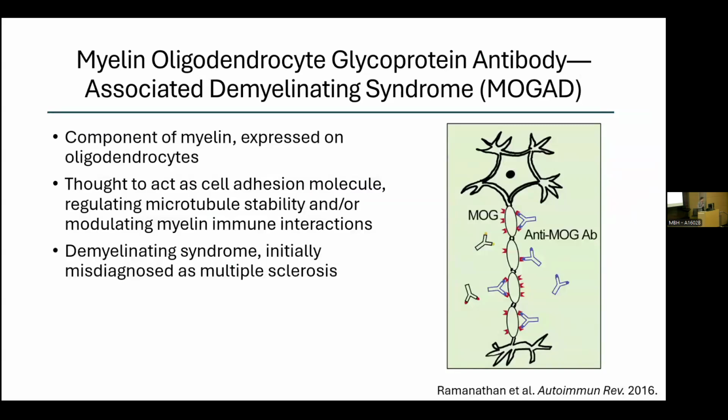We know that it's a component of myelin and it's expressed on oligodendrocytes. It's thought to act as a cell adhesion molecule, maybe regulating microtubule stability, maybe modulating myelin immune interactions. Lots of hand waving here because I don't think we still exactly know what MOG is or how it causes disease. We do know that it is a demyelinating syndrome. And because of this, many cases actually were misdiagnosed as MS, or multiple sclerosis, which is our classic demyelinating disorder.